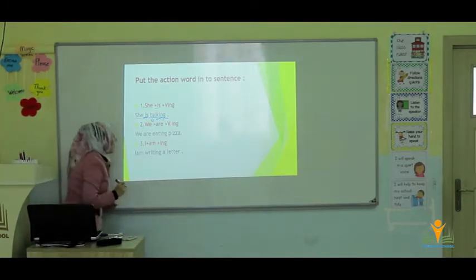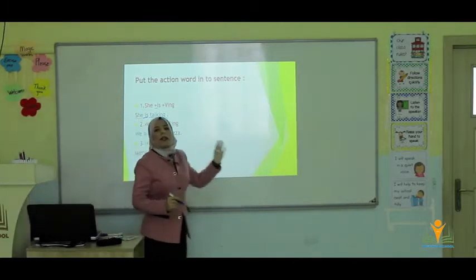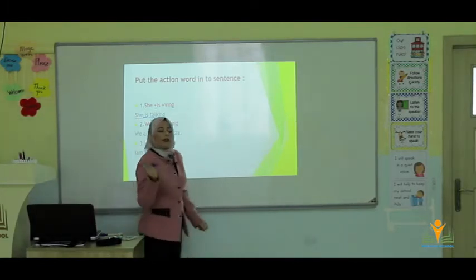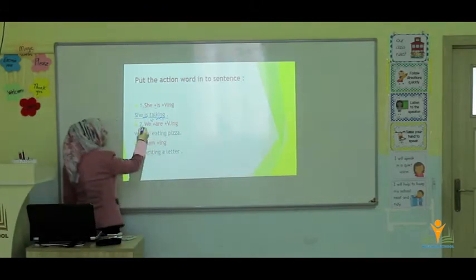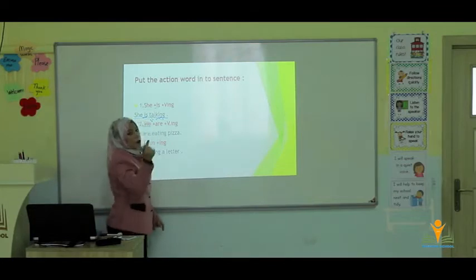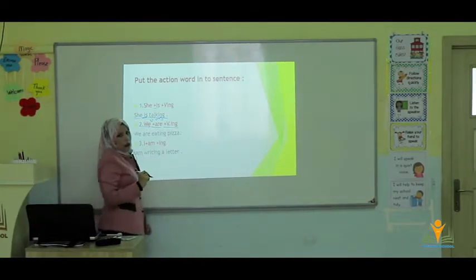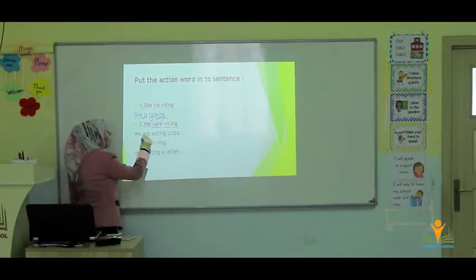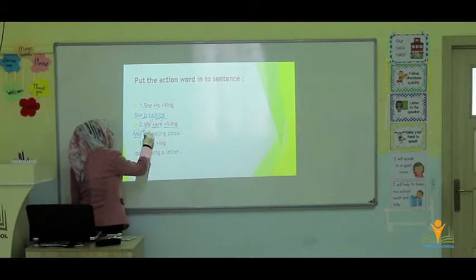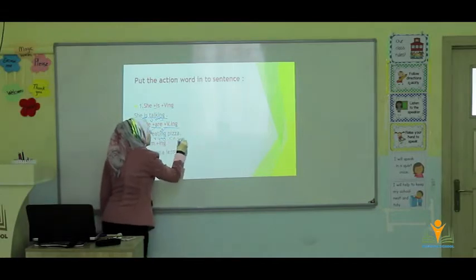Okay? Now, guys, this one is for singular. Now, let's use it for plural. What are we going to use? We cannot use is because it's plural. We're going to use are. We are verb-ing. We are eating pizza. This is we, and this is are, and this one is verb-ing, and this one is complement.